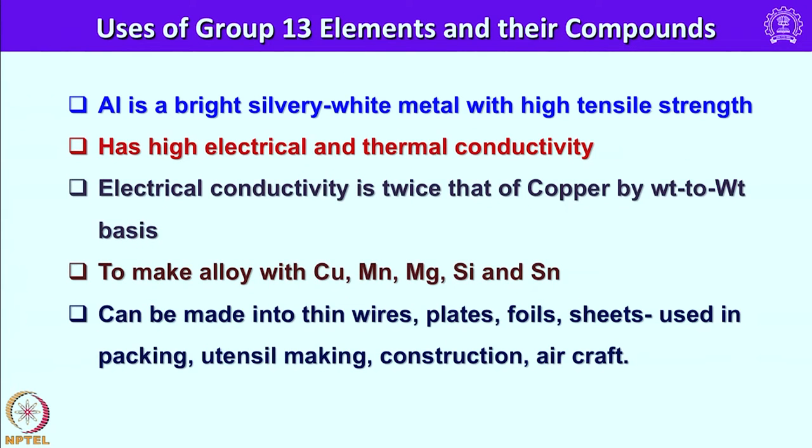And aluminum is a very bright silvery white metal with very high tensile strength. As a result, it possesses very high electrical and thermal conductivity. In fact, the electrical conductivity of aluminum is twice that of copper on a weight to weight basis. Because of this and also because it is a light metal, one can conveniently make alloys with copper, manganese, magnesium, silicon and tin. And also aluminum can be made into thin wires, plates, foils, sheets, used in packing, utensil making, construction and also in aircraft engineering.